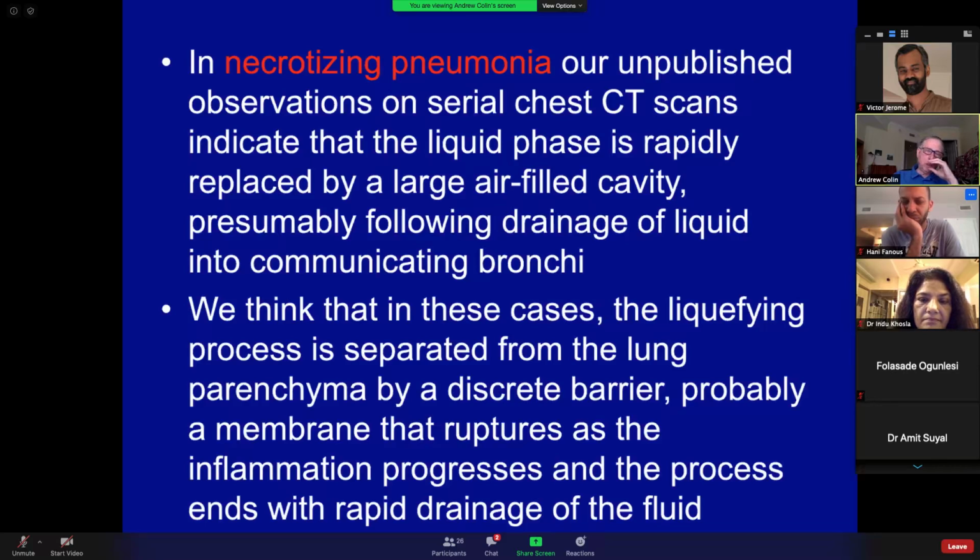This is similar to what I just described for the abscess, except in the case of necrotizing pneumonia, there is no thick wall, and once the drainage occurs, usually the cavity that is formed behind it, which leads to the name of cavitating pneumonia in the English literature versus the US literature, this cavity collapses and does not usually leave a pneumatocyl.